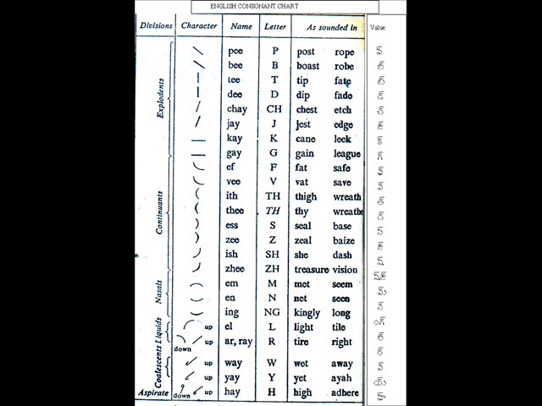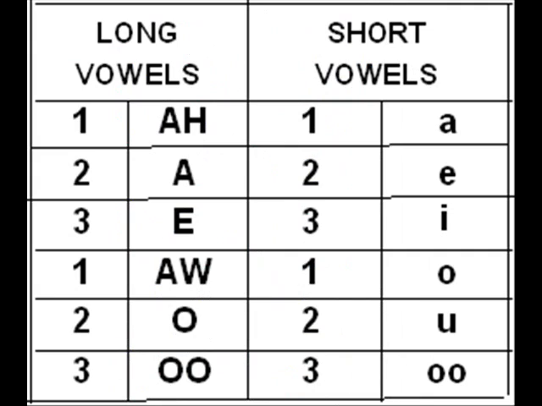P, B, T, D, J, K, G, F, V, S, Z, M, N, Ing. Like that, there are consonant sounds and we have provided forms to write them in shorthand. And the next part is vowel. There are 6 long vowel sounds and 6 short vowel sounds in the English language.